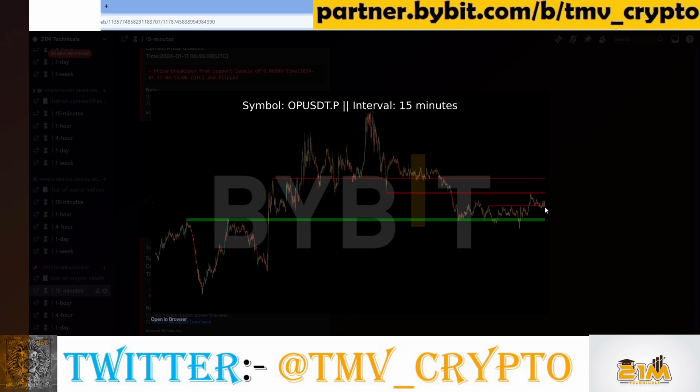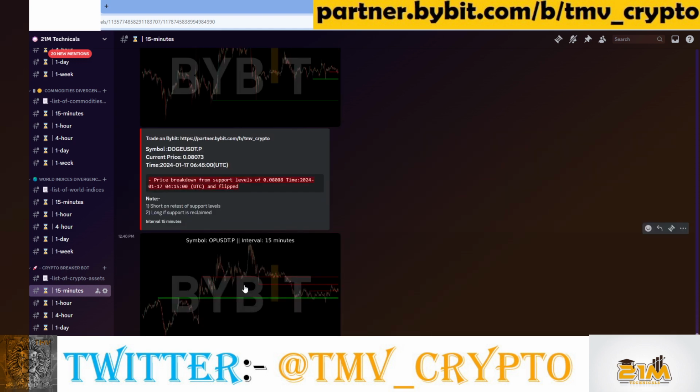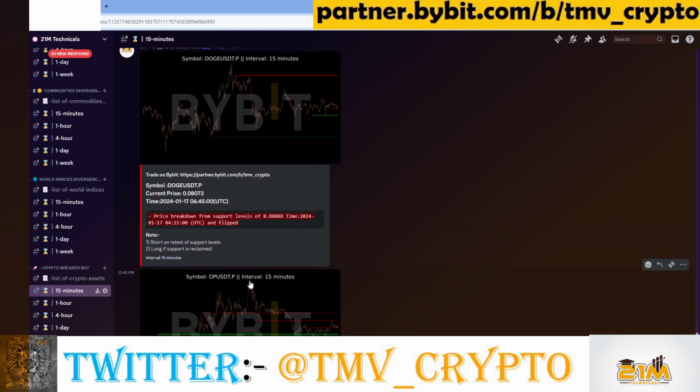And if it starts flipping under, then you simply short it once we reject. So this is the first notification we get: either the price moves towards our resistance levels or the price moves towards a support level. The second important notification you're going to get is the breakdown or the breakout levels.